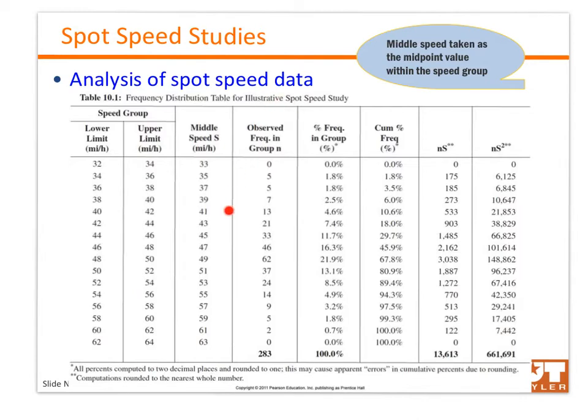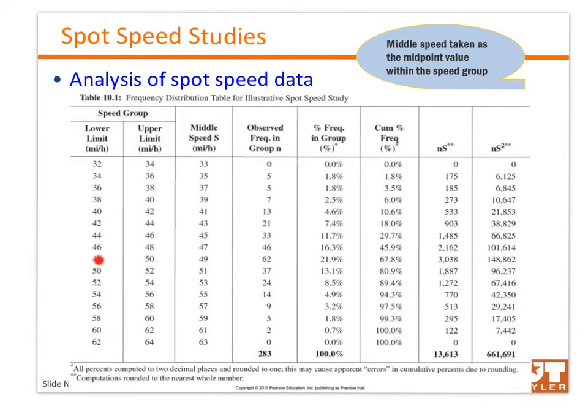Then this is what you observe in the field. This is how many cars. For example, we've got 7 cars that were traveling somewhere between 38 and 40 miles per hour, while the highest number of cars were at speeds from 48 to 50.